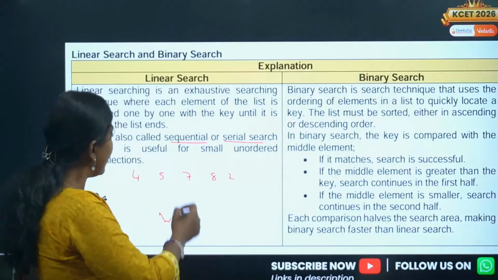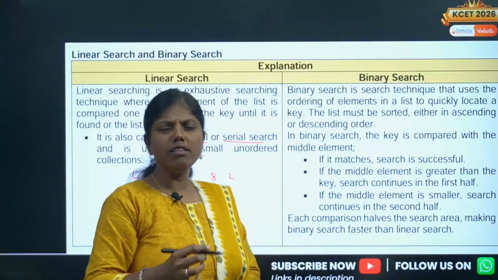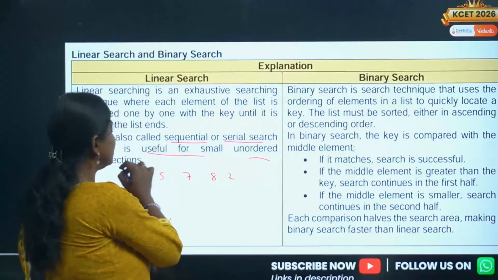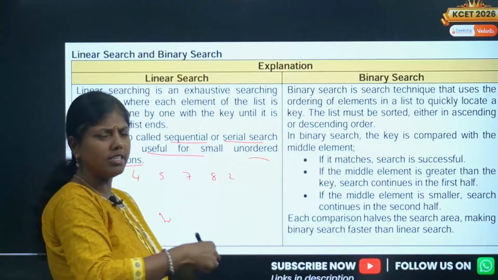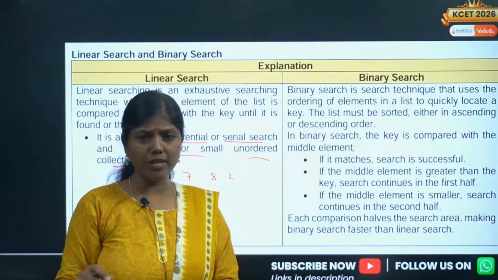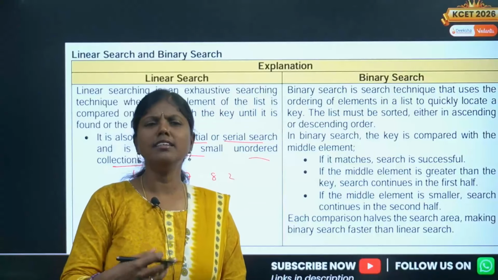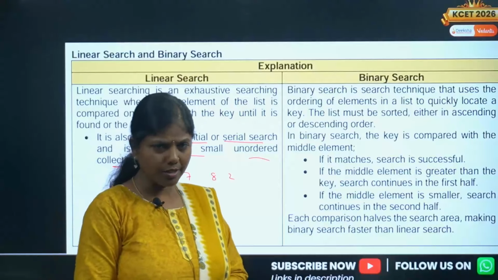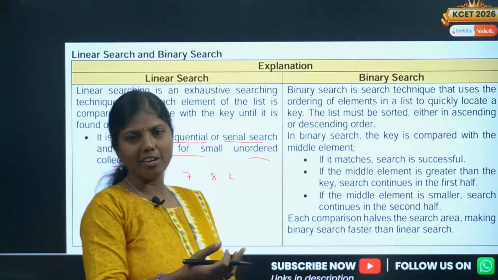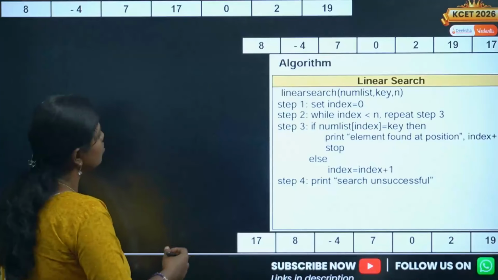Is the point clear? Here, it is especially useful if we have a small data set, or if it's an unordered collection. Elements are not ordered. Whether it's ordered or unordered, definitely linear search is going to be the best case and the simplest searching technique. So we'll learn the algorithm based on this searching technique. We also have binary search, but first we'll understand linear search, the algorithm, how it works, and then we'll go for binary search.